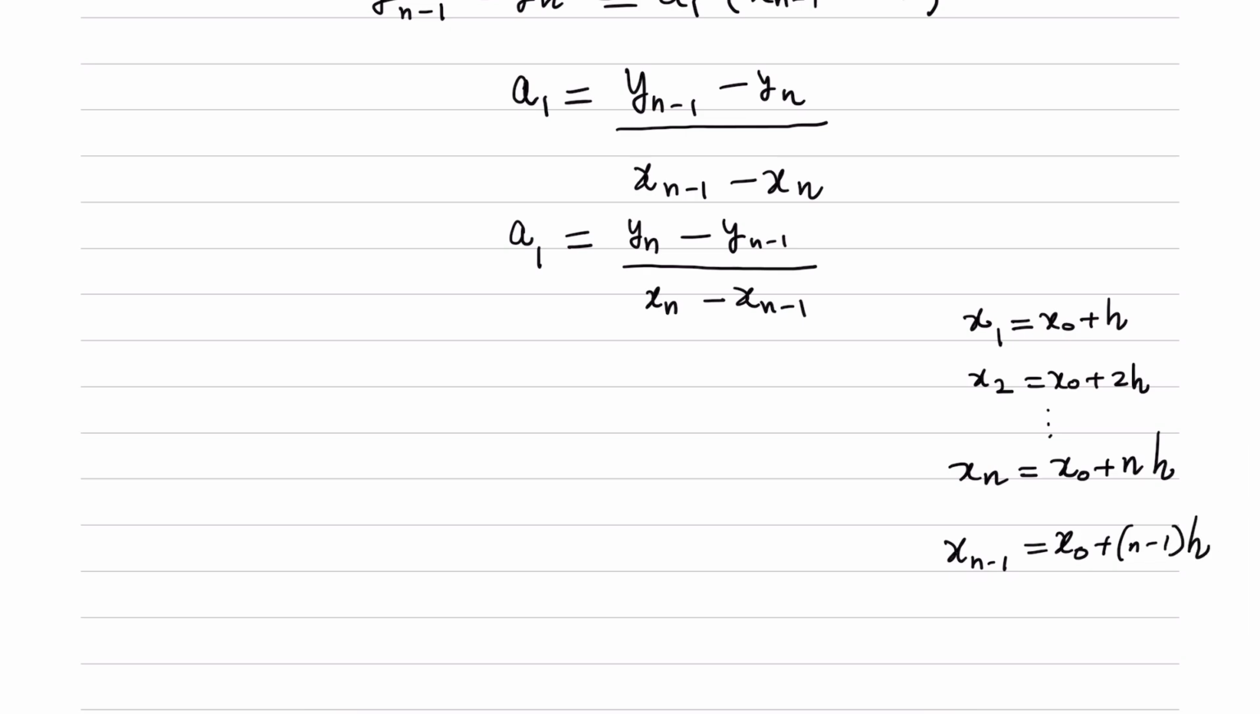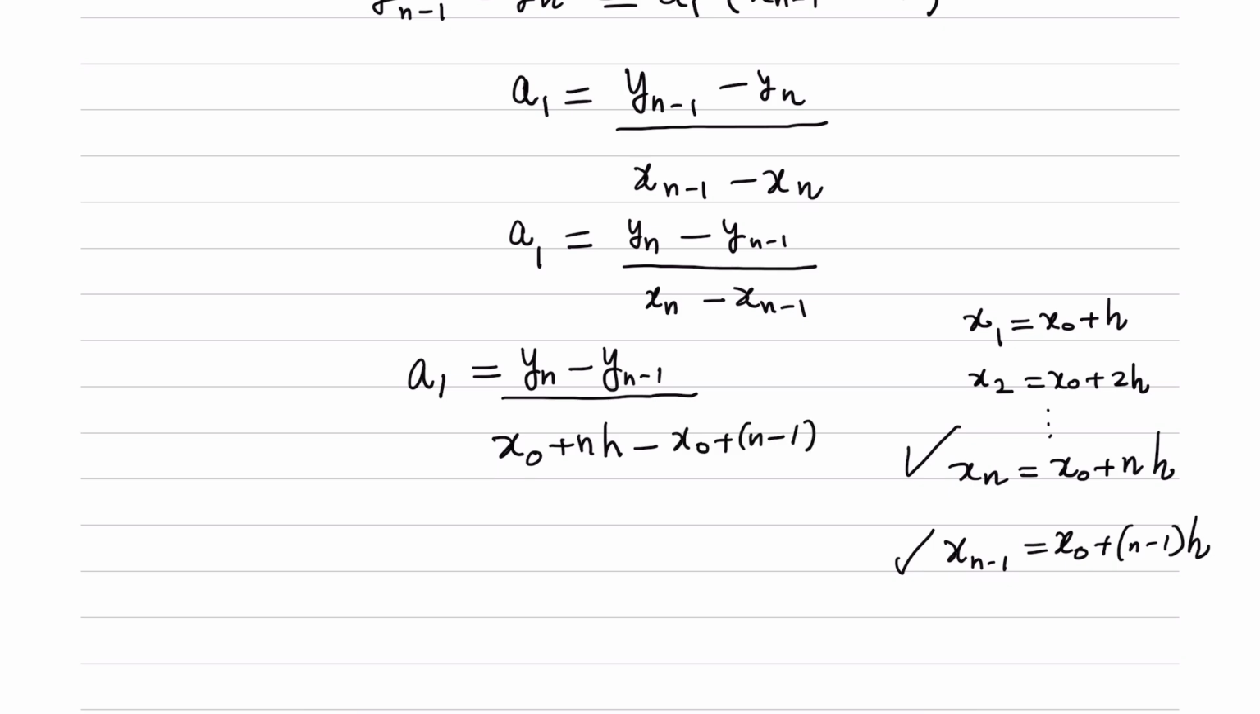Let's put the value of xn and xn minus 1 here in a1. a1 is (yn minus yn minus 1) divided by xn, which is x0 plus nh, and xn minus 1, which is x0 plus (n minus 1)h, and we will put the parenthesis outside.